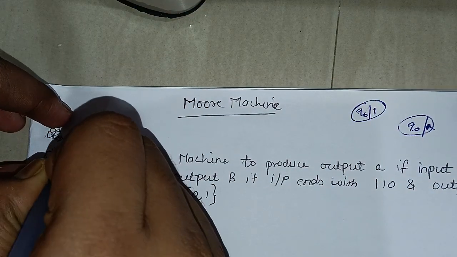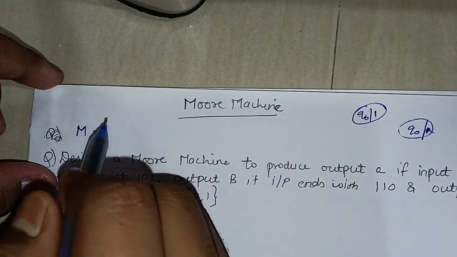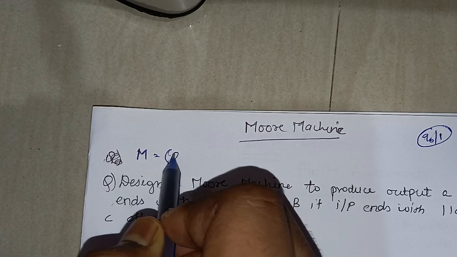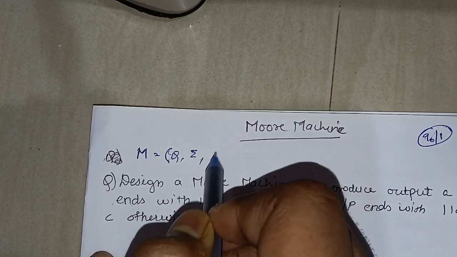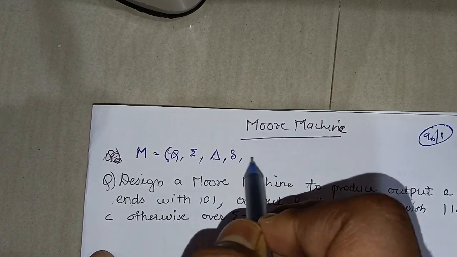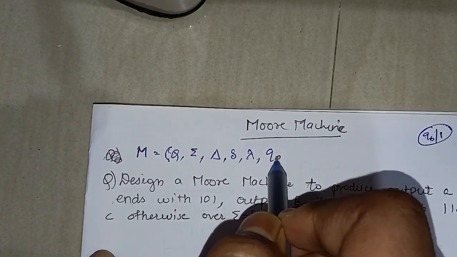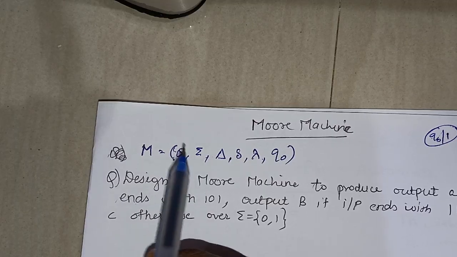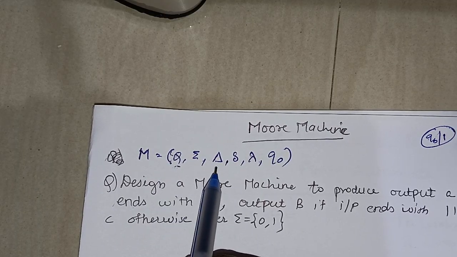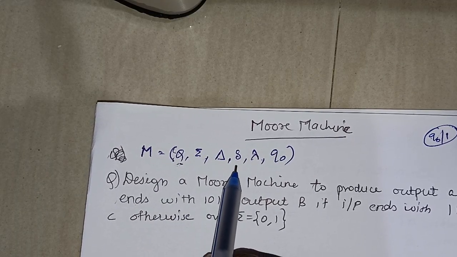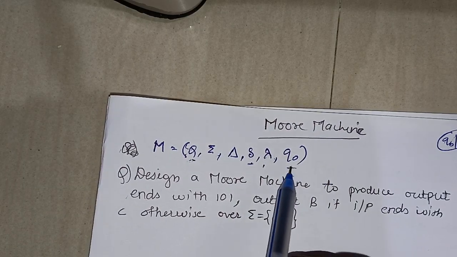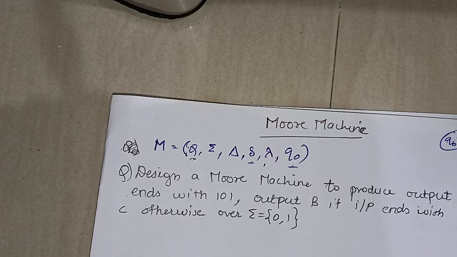Okay, it is M equals to (Q, Σ, Δ, δ, λ, q0). Q is called the finite set of states. Σ is called the input alphabet. Δ is called the output alphabet. δ is called the state function. λ is called the machine function. q0 is called the starting state. In this representation we represent the Moore machine.